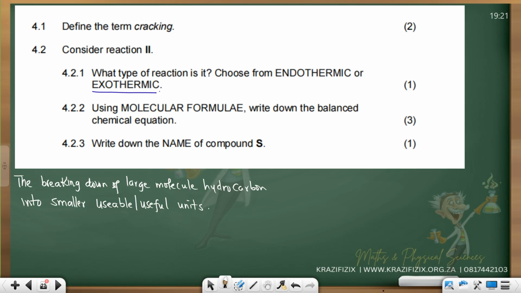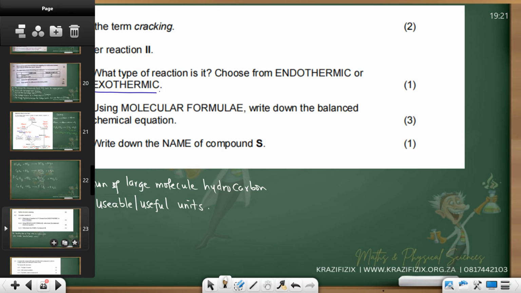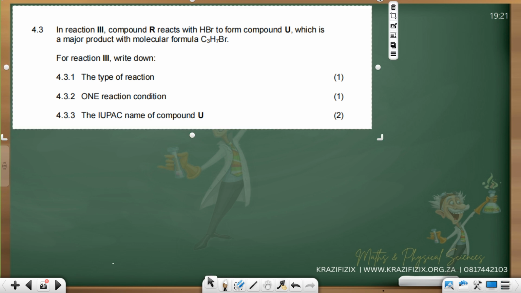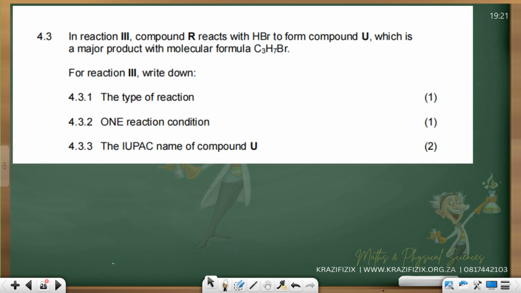Oh, where are we? Why did we jump? Oh, yeah. Okay, let's look at this one. In reaction 3, compound R reacts with HBr to form compound U, which is a major product. Reaction 3, write down the type of reaction. We did already. It's an addition reaction, because we're moving from unsaturated to saturated. So it's an addition reaction.